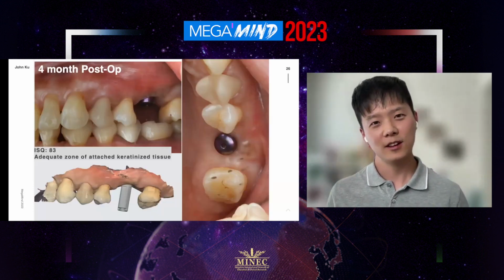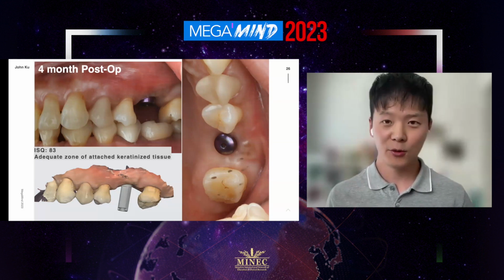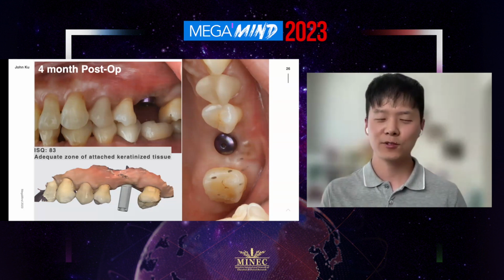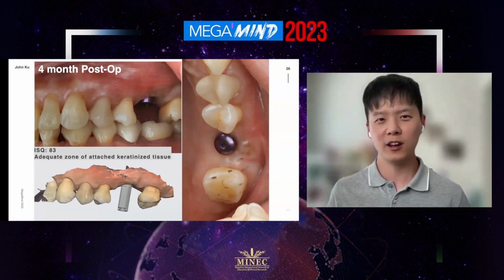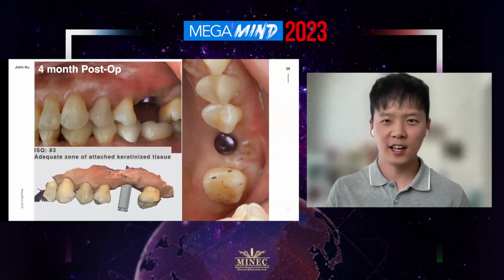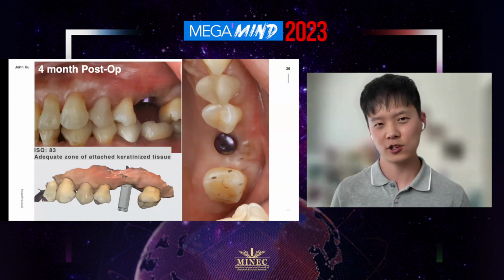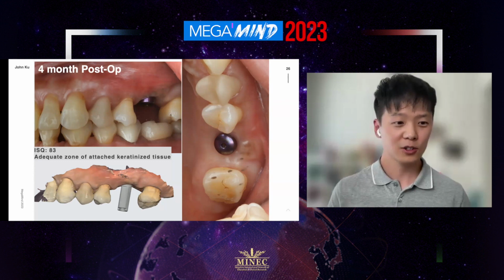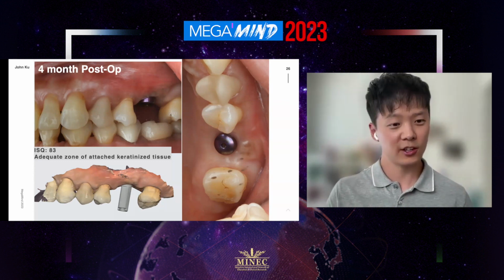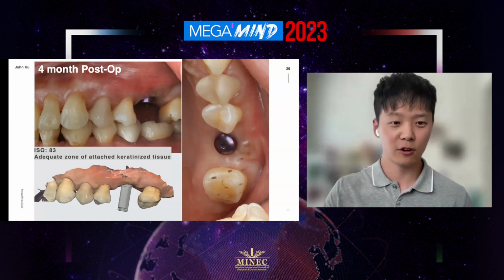After 4 months, the ISQ value was 83, and a value that goes from 72 to 83 is an indication that the implant is ready for its final restoration. Also, on a side note, notice the adequate zone of attached keratinized tissue. You can really appreciate the soft tissue architecture around that implant.